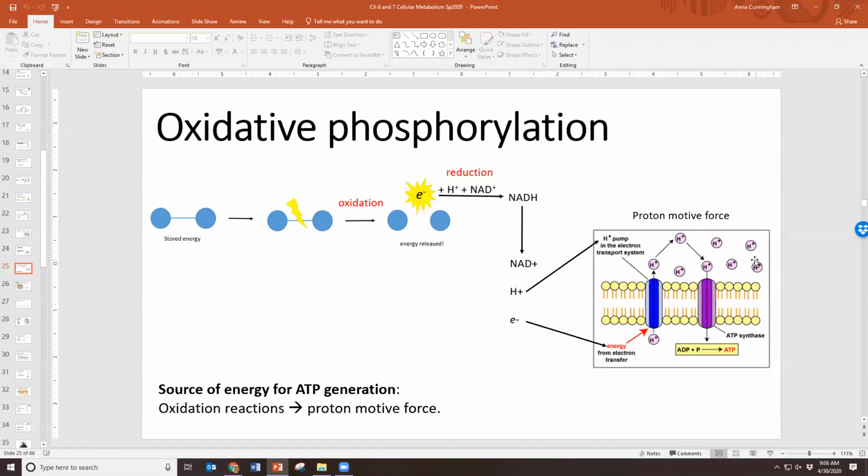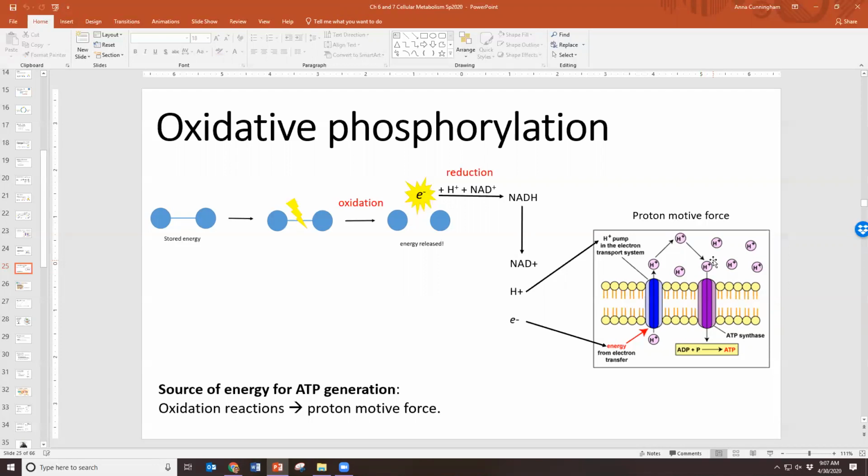But once you get all those hydrogens on one side of a membrane, that's what we call a proton motive force. Remember, we call hydrogen ions protons because that's basically all they are, just a proton. So we have a lot of protons or hydrogens on one side of a membrane. Remember, when we have more molecules on one side of a membrane compared to the other side, that's a concentration gradient.